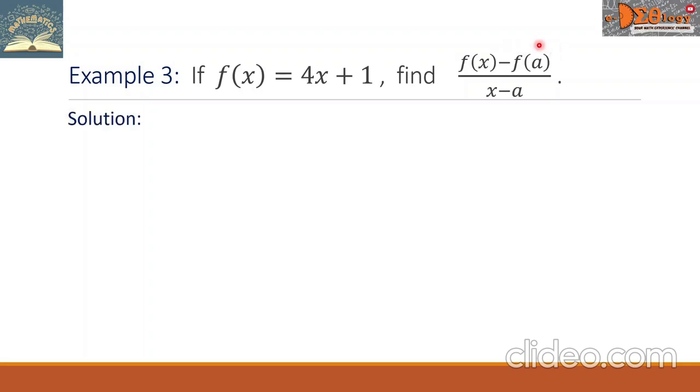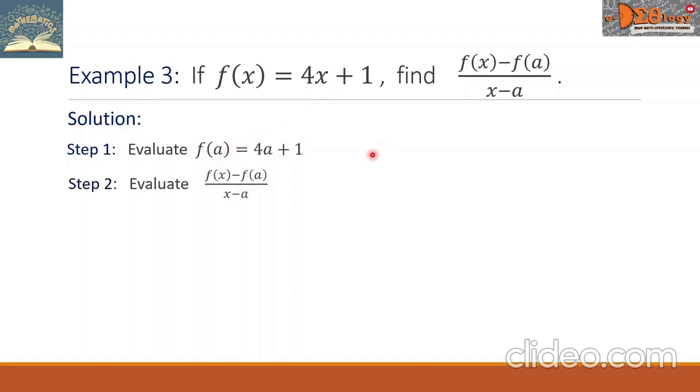This is our step 1. So, f of x, the value is 4x plus 1. Therefore, the f of a is 4a plus 1. We know that we are just simply changing the x by the value a. So, we proceed directly to evaluating our difference quotient, the f of x minus f of a all over x minus a. Let us substitute the values.